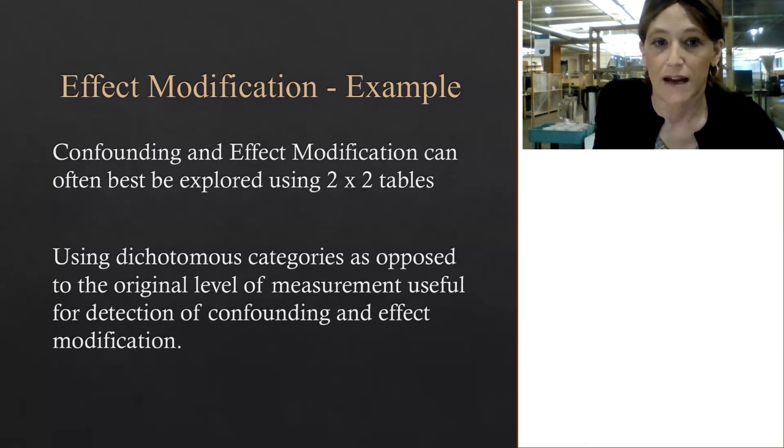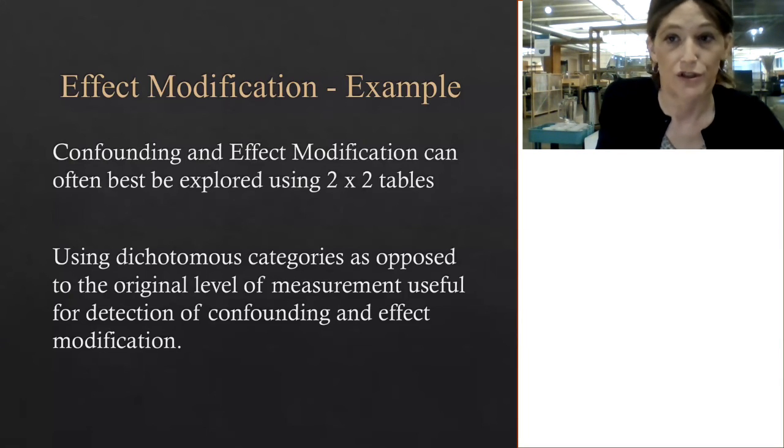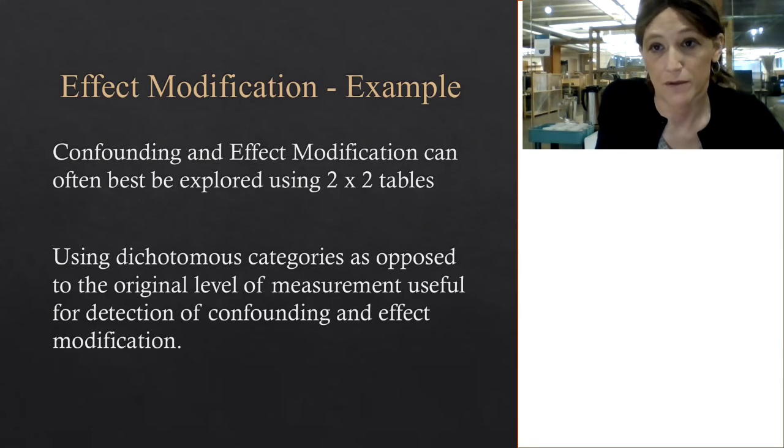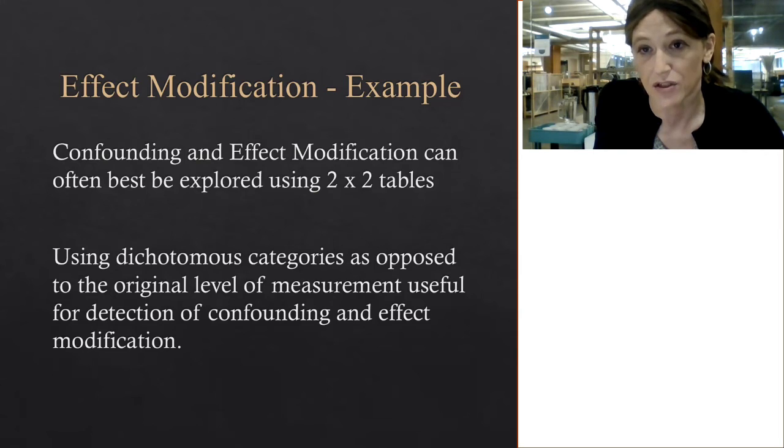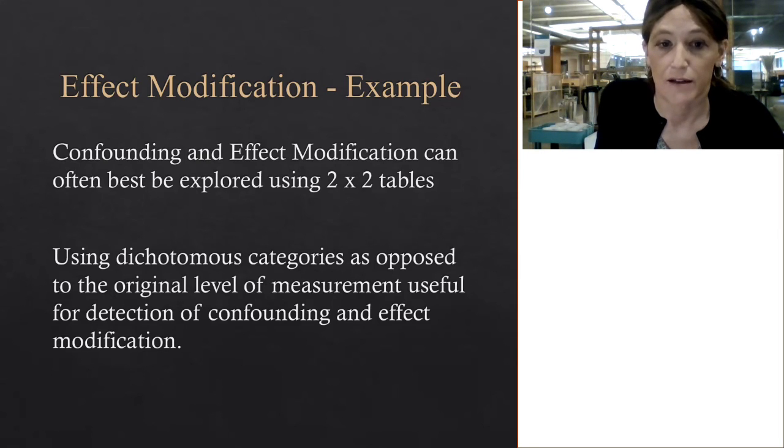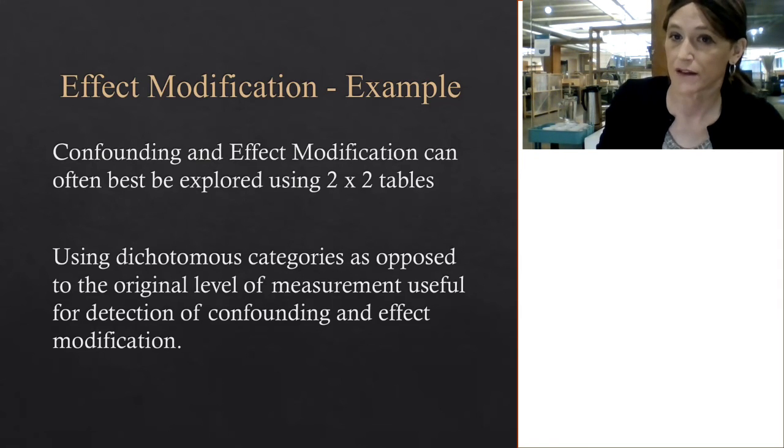Okay, so confounding and effect modification can often best be explored using 2x2 tables. And using dichotomous categories as opposed to the original level of measurement is really useful for detection of confounding and effect modification, even if later we decide to use other versions of that variable, meaning we might use the continuous measure for age as an adjustment in a final model. Just using 2x2 tables on dichotomous measures is one way to explore confounding and effect modification.